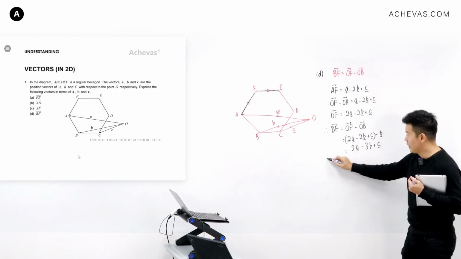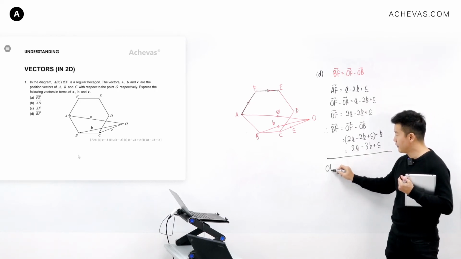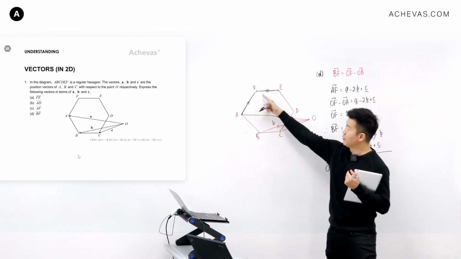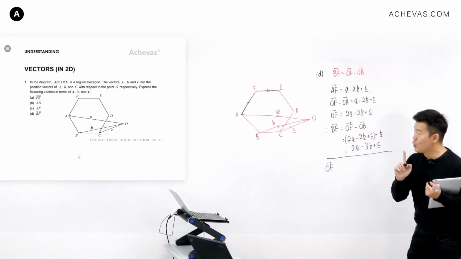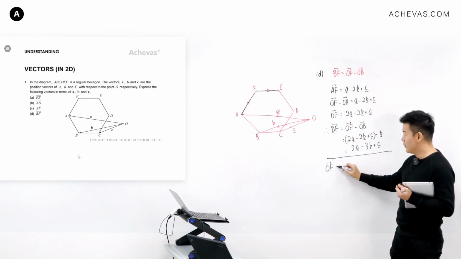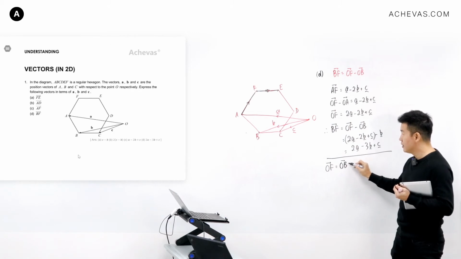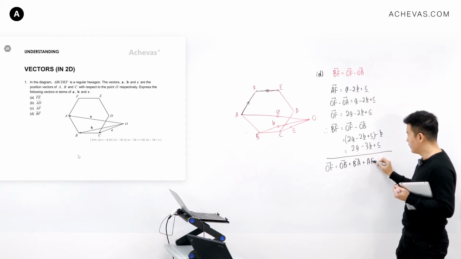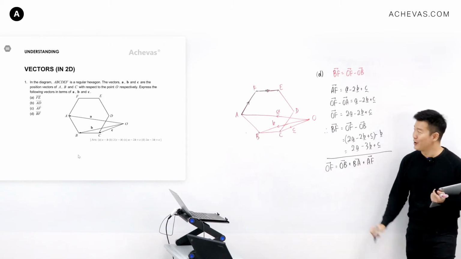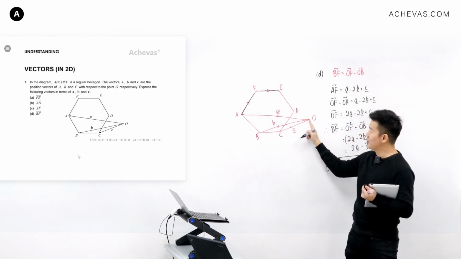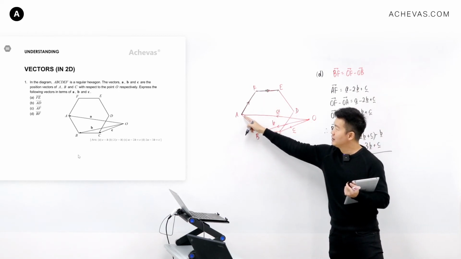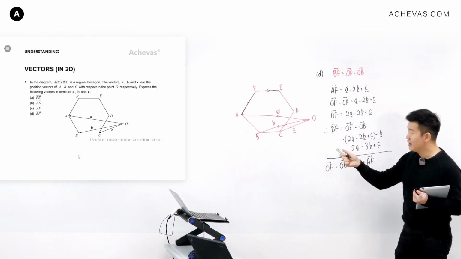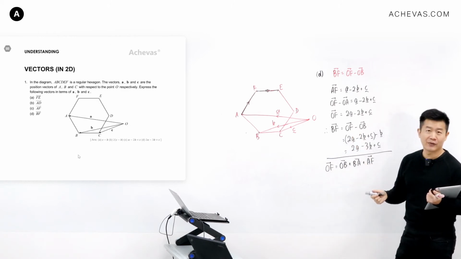I'm going to propose an alternative way for us to find OF. Okay, instead of going through this OF from here to here, OF can also be found by going for OB plus BA, then plus AF. OF can be found by going from here to here, to here, then to here. OB to BA, then after that plus AF.